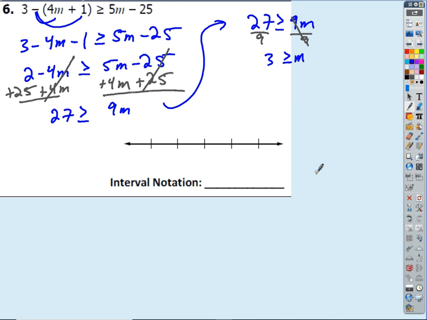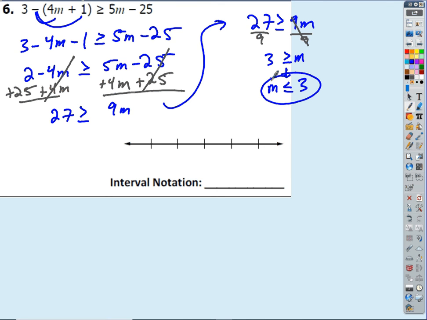Now that's fine, but how could I write that better? If I read that one from left to right, it looks like 3 is greater than or equal to m, right? I really don't want to start with the number. I want to start with the variable. I want to know how the variable is related to its boundary. So I'd rather say m is less than or equal to 3. It's easier just to flip that whole thing around, isn't it? That'd be a little bit better answer. Does that last step make sense? Okay. So there's my answer using inequalities.